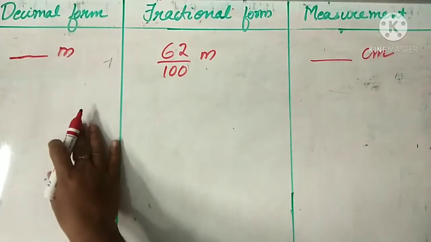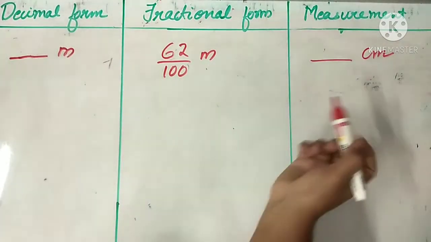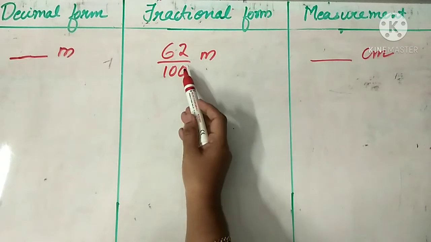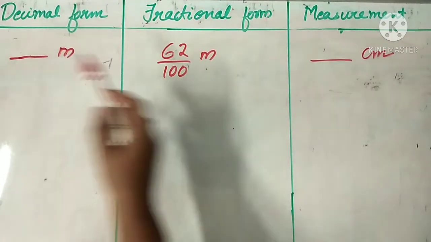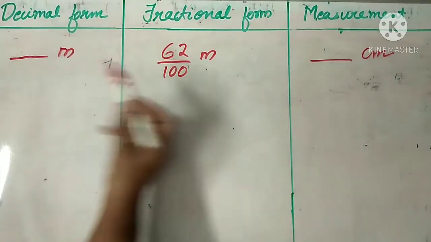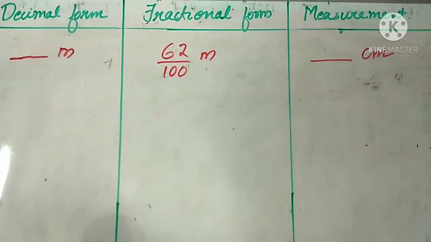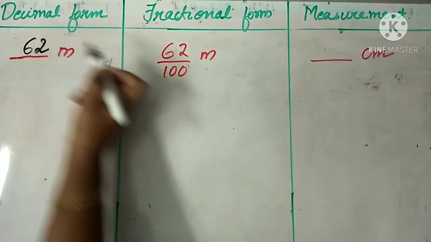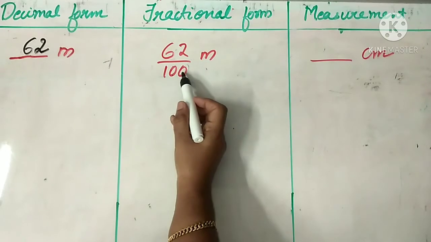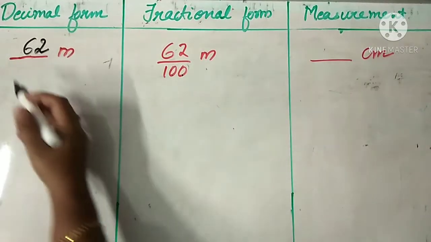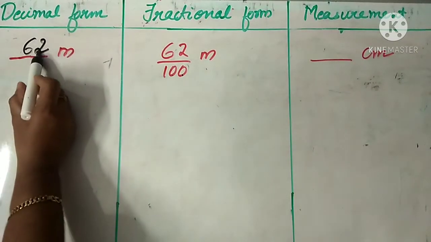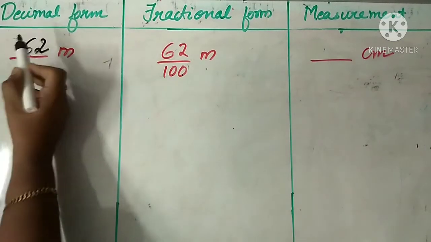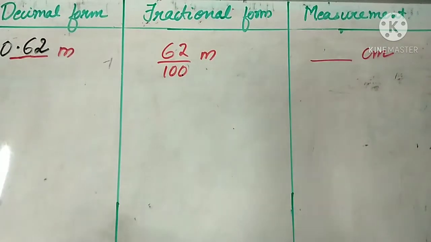We have to find the decimal form and the measurement in centimeter. Fractional form is 62 by 100. To make it decimal form, we write the numerator first, 62. Then count the number of zeros. 1, 2. So after 2 numbers, we have to put the decimal point. 0.62 meter is the decimal form.